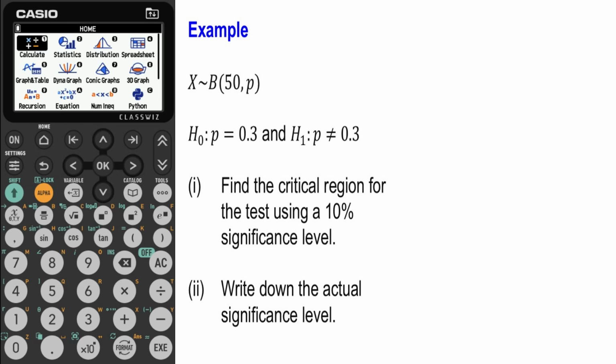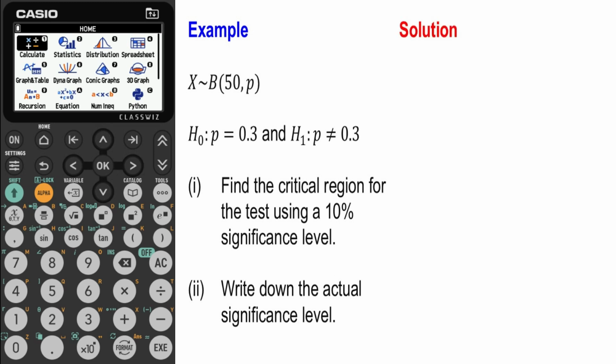In this question, we are given that X is binomially distributed with parameters 50 and p. We have the null hypothesis p equals 0.3 and the alternate hypothesis p does not equal 0.3. For the first part, we have to find the critical region for the test using a 10% significance level. Then, we have to write down the actual significance level.